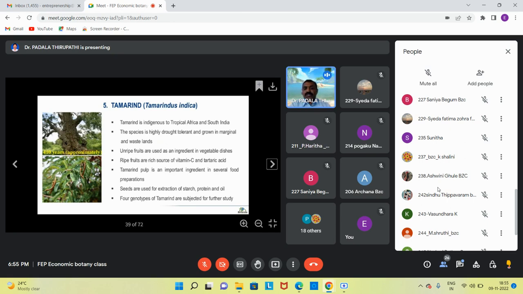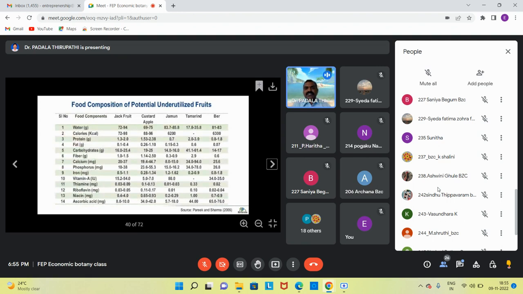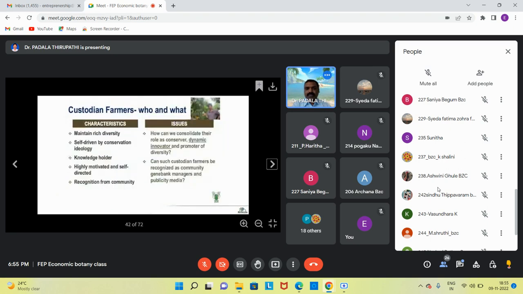So unripe fruits are used as an ingredient of vegetable dishes, and ripe fruits are a rich source of vitamin C and tartaric acid. And the tamarind pulp is an important ingredient of several food preparations, maybe the chutneys, maybe the pickles. Am I right? And seeds are used for extraction of starch and protein and oil also. Tamarind genotypes are subjected to further study also. So these are different compositions of the potential of the underutilized fruits. Okay. So these are the different fruits information in our southern region.